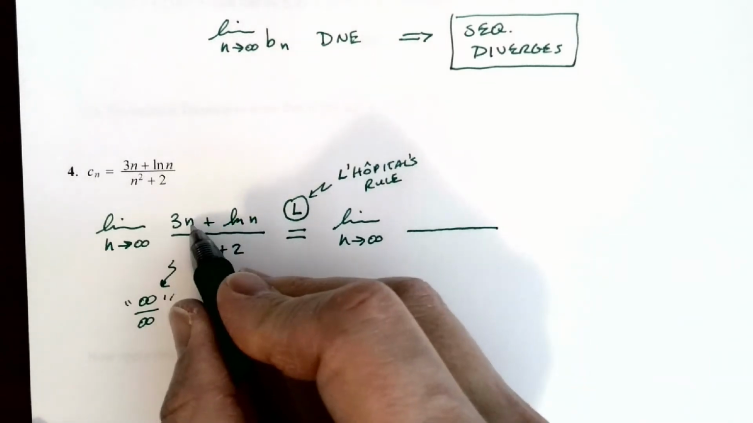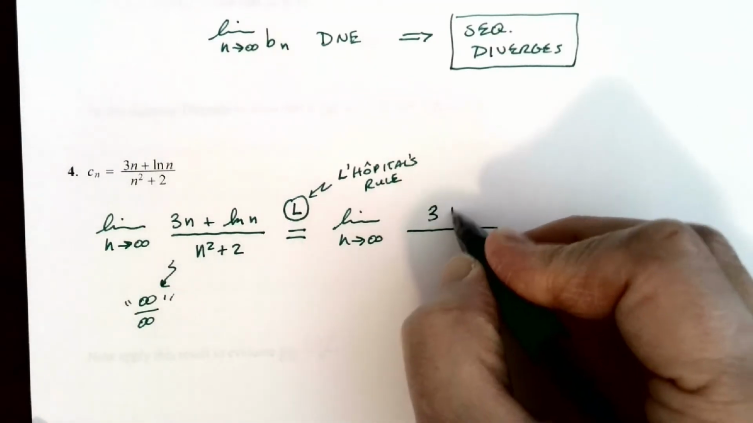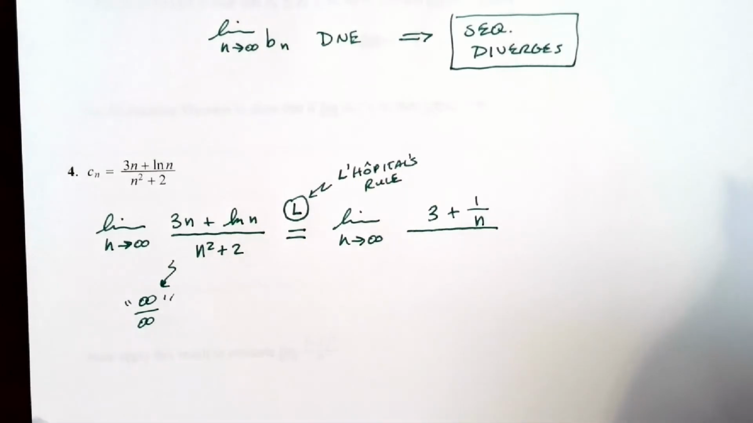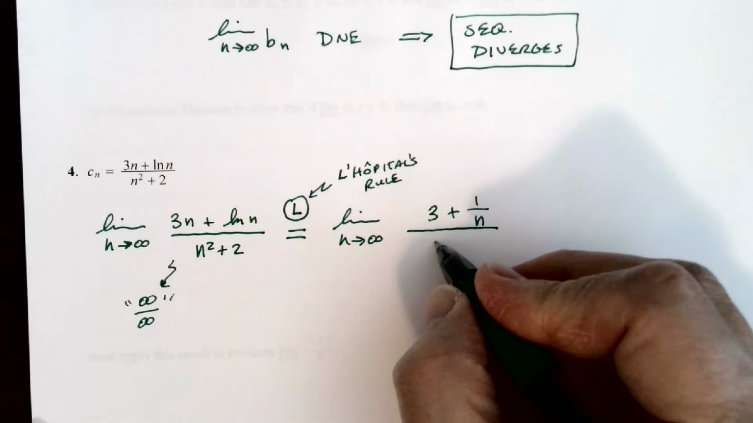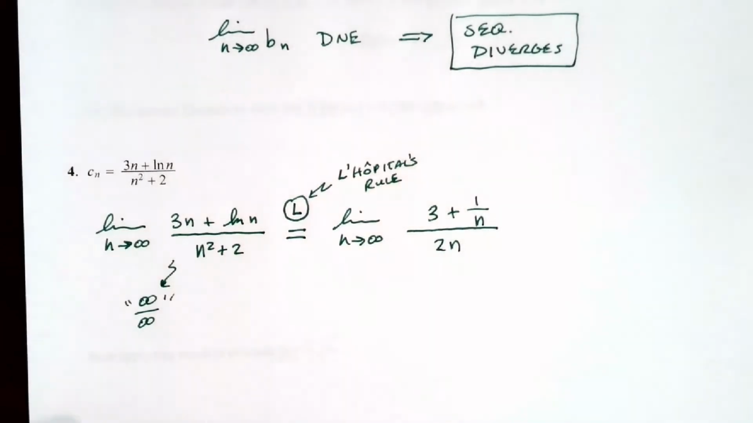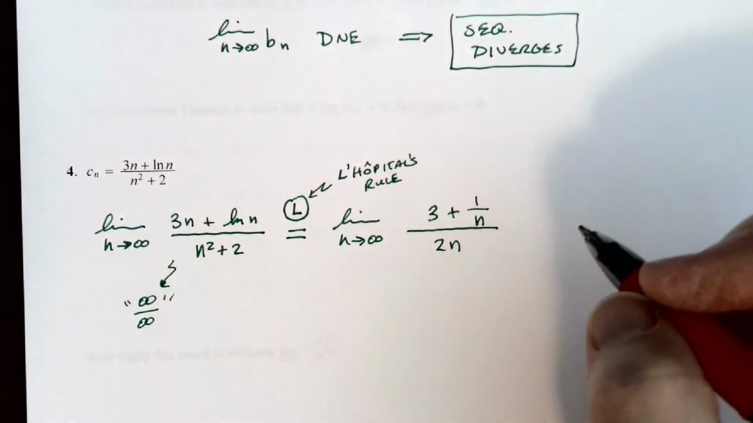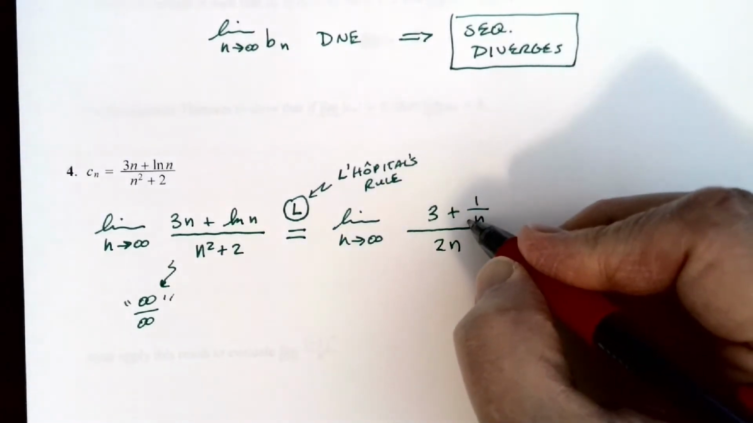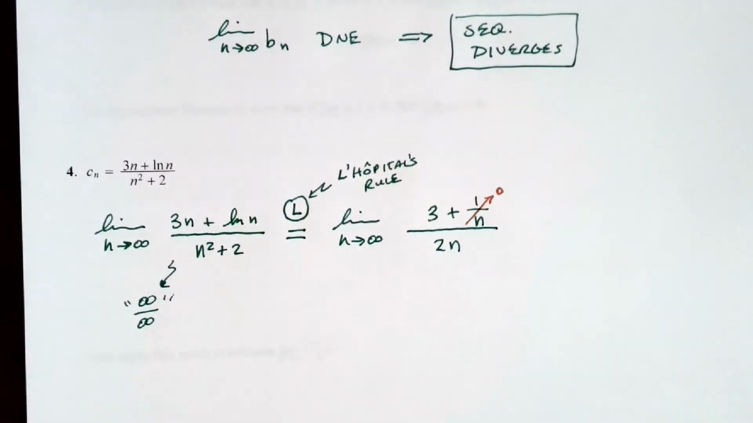So what's the derivative of 3x? Or in this case, 3n. Derivative is just 3. What's the derivative of natural log of n? 1 over n. Right? Derivative of the bottom function, derivative of n squared is 2n. Derivative of 2 is 0. And now I can evaluate this limit because as n goes to infinity, this term here is going to 0.